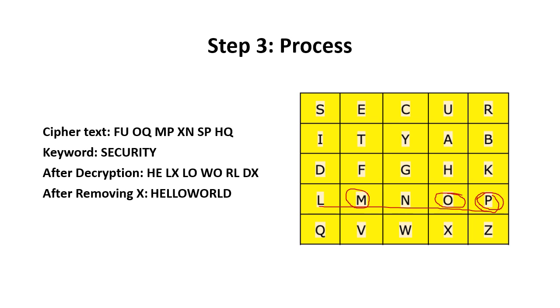If the elements appear in the same row, in encryption we have to write the next element. But in decryption, we have to do the reverse process, right? So for that, we have to write the previous element. For M, we have to write L. And if it is N, we have to write M. So this MP is decrypted to L and O. So this is the third pair, right?